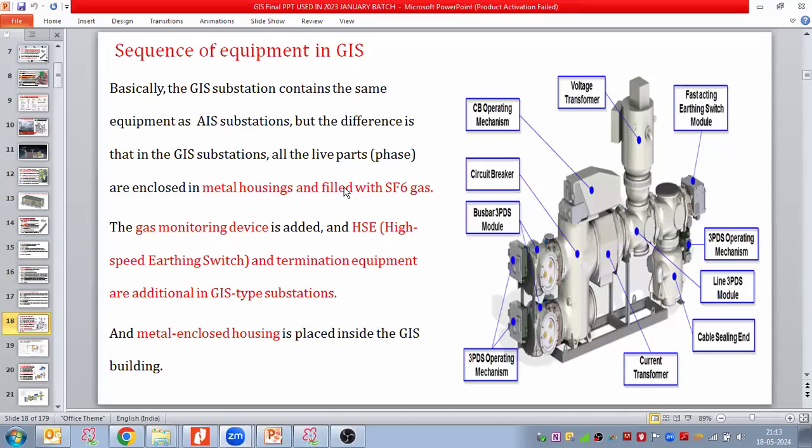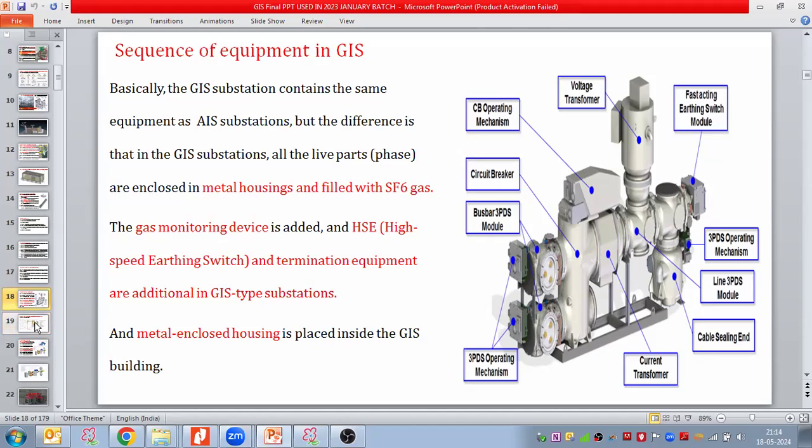In the GIS we have the same equipment, but we take three additional equipment. One is that each module should have a gas monitoring facility or gas monitoring device. Second, the GIS has the high speed earthing switch, and third, additional interface equipment required to connect the GIS to the AIS, which is called termination equipment. So these three additional equipment are required when we take the GIS type substations. And the metal enclosed housing is placed inside the GIS building.